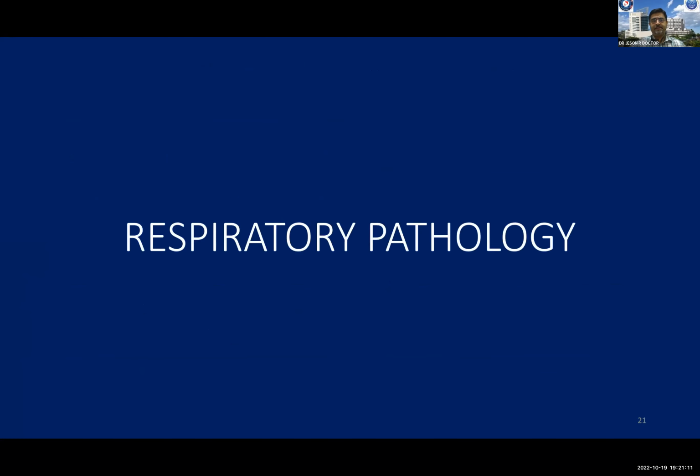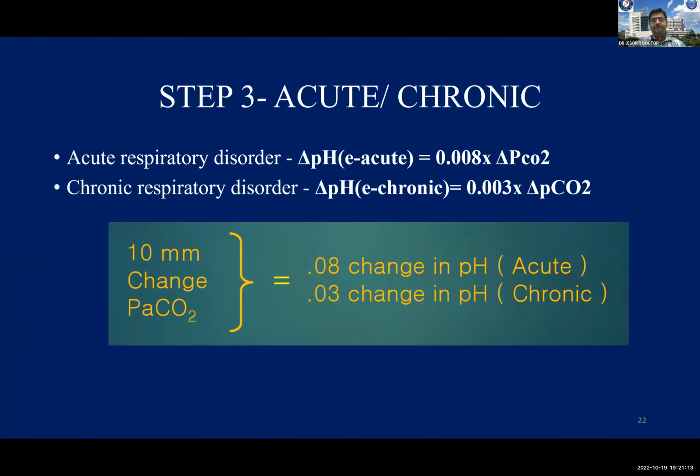Now moving on to the respiratory pathology, step 3. Once you have the acidosis and the respiratory acidosis, you have to find out whether the pathology is acute or chronic. So how do you find that out? There's a formula that the change in the pH, if it is in acute pathology, is given by the delta PCO2 multiplied by 0.008. And in a chronic respiratory disorder, the delta PCO2 multiplied by 0.003 gives you the change in the pH.